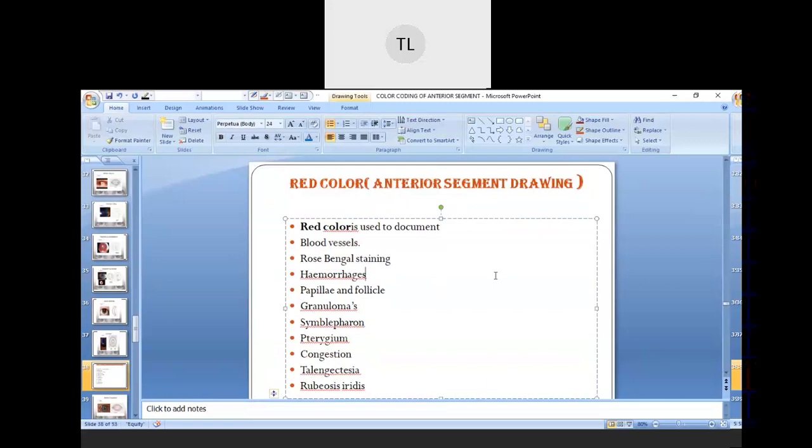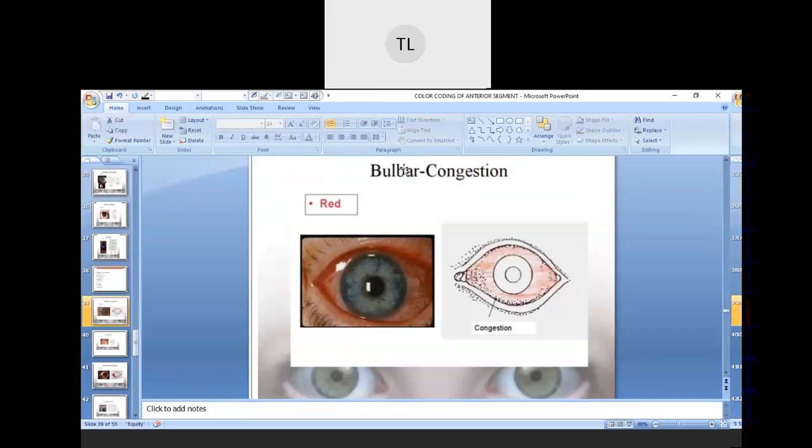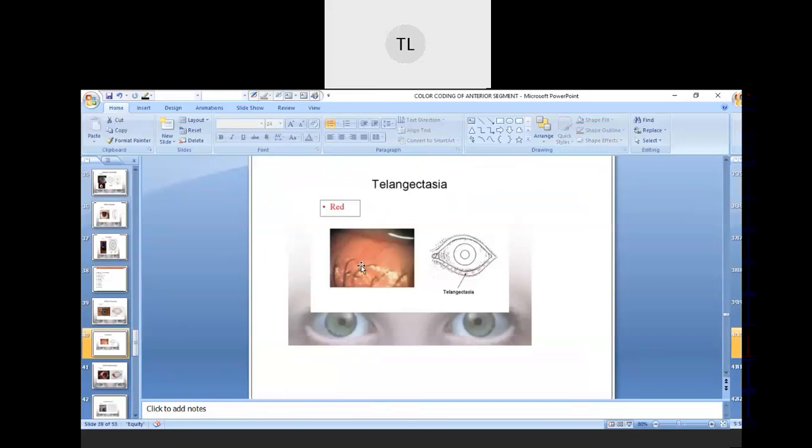Okay, so let's move to this slide. First we have the red color. Whenever you see any kind of congestion, any kind of redness, you have to denote it as congestion. For that you have to draw like this, and then you have to use the red color.